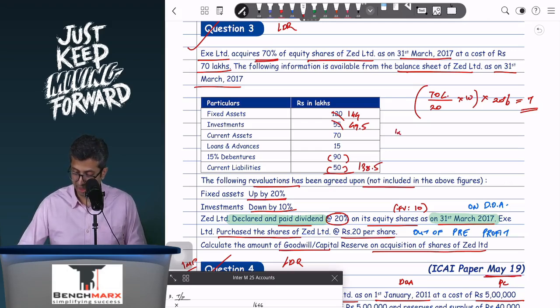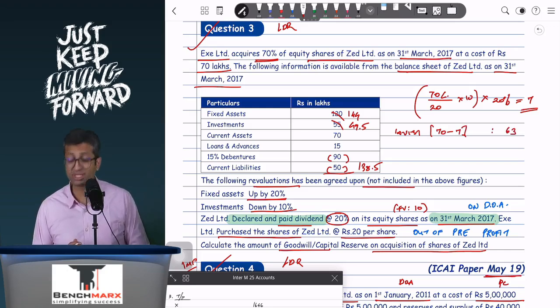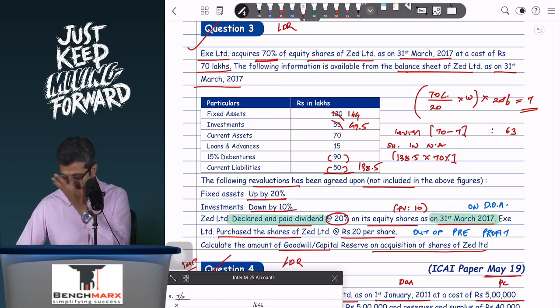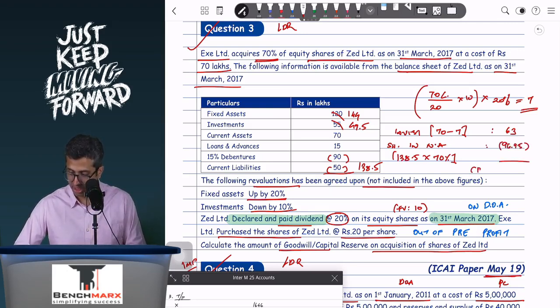Now if I compare the investment, what is the investment? 70 minus 7, and hence can I say this is equal to 63. Why? Because this is pre-acquisition dividend, and pre-acquisition dividend will be reduced from cost, and hence this is 63 compared with my share in the net assets, which is, I think, 138.5 into 70%. If I have done this correctly, into 70% will be 96.95. And hence, if I take the difference over here, there will be a capital reserve of around 33.95.